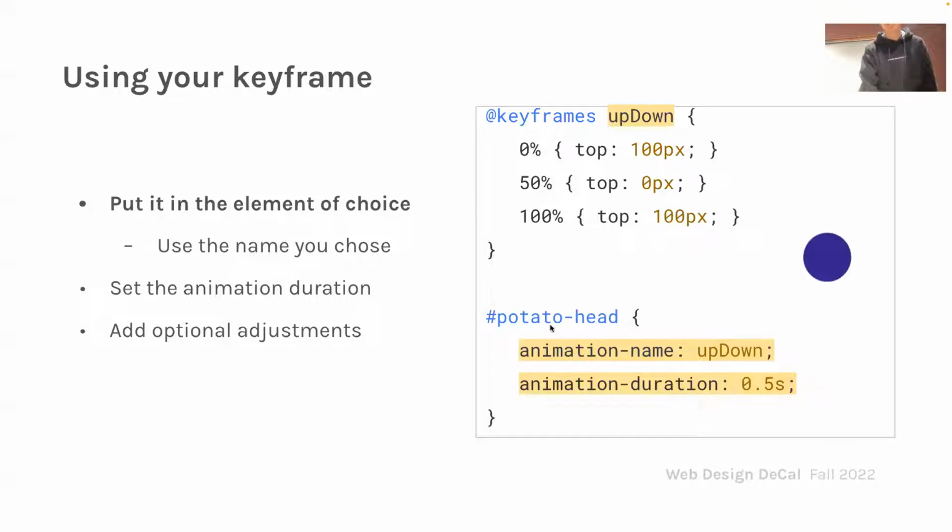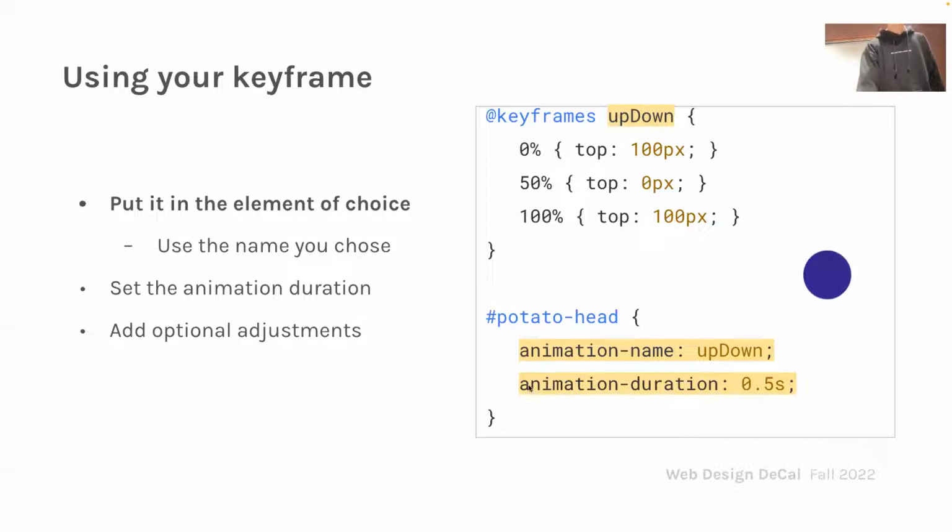Animations on their own don't do anything. You have to apply them to certain classes or IDs. Let's say we have an ID of potato head, or some HTML element called potato head, and we want to animate it using our up down animation. The way we do this is we put it in the block styling our element, and we use animation-name, and in this section we write the name of the animation we're trying to refer to.